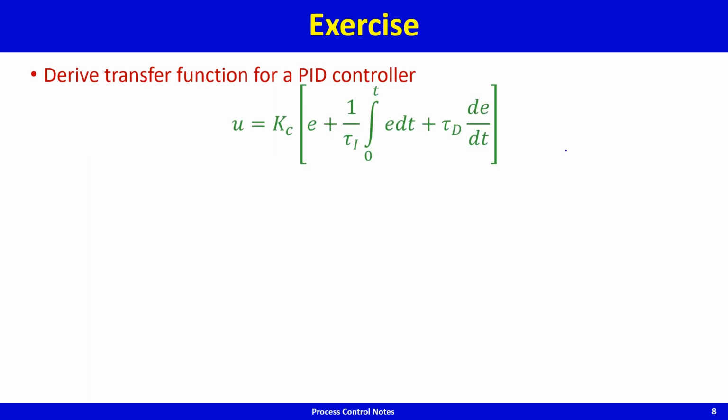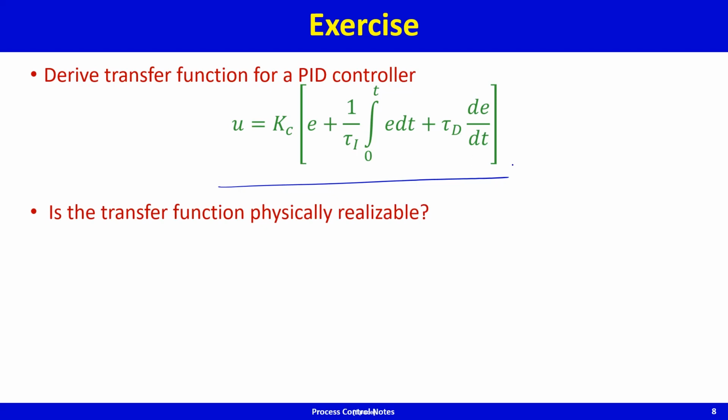So here's an exercise. We just derived the PI controller. Derive the transfer function for a PID controller. And this is what we look at, and of course this is in terms of deviation variables, changes from the initial steady state. Once you have derived the transfer function, is the transfer function physically realizable? Justify why not. That's just a very simple exercise for this module or sub-module.